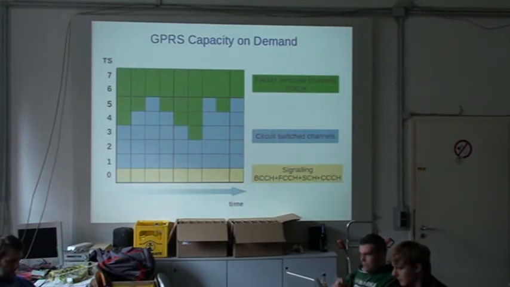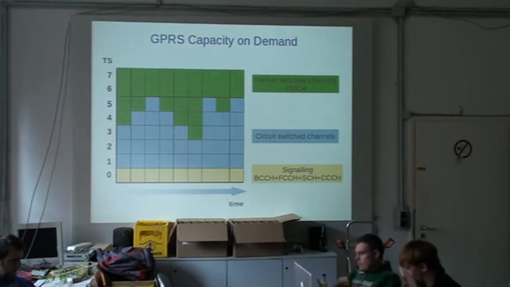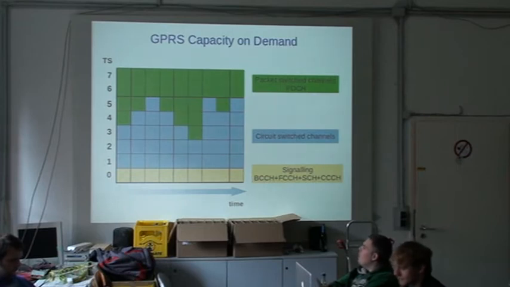And the next important feature that should be implemented is the capacity on demand concept. You can see the picture with time slots and timeline. In green, it's the packet switch channels, and the blue is the circuit switch channels. And resources for GPRS may be dynamically allocated depending on how many users require them, and how many channel resources are available at this moment.